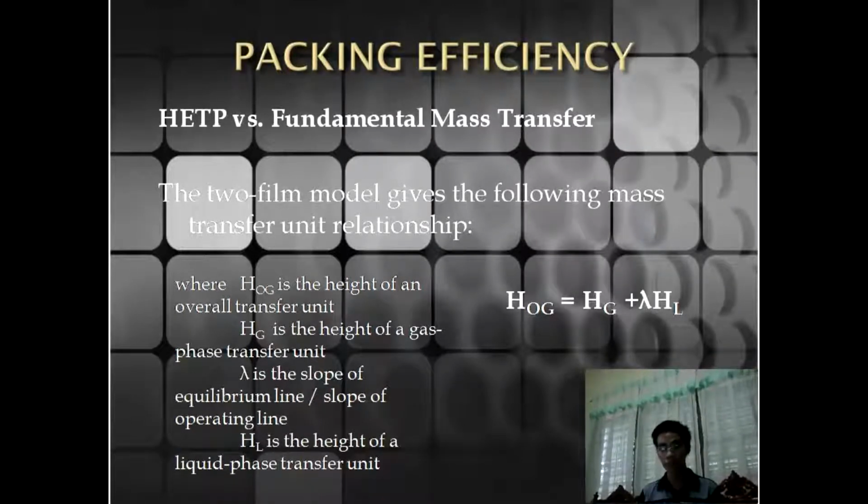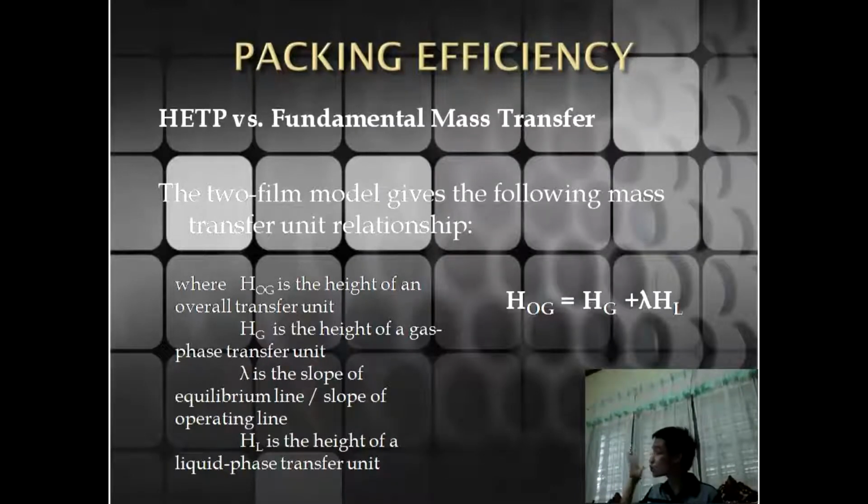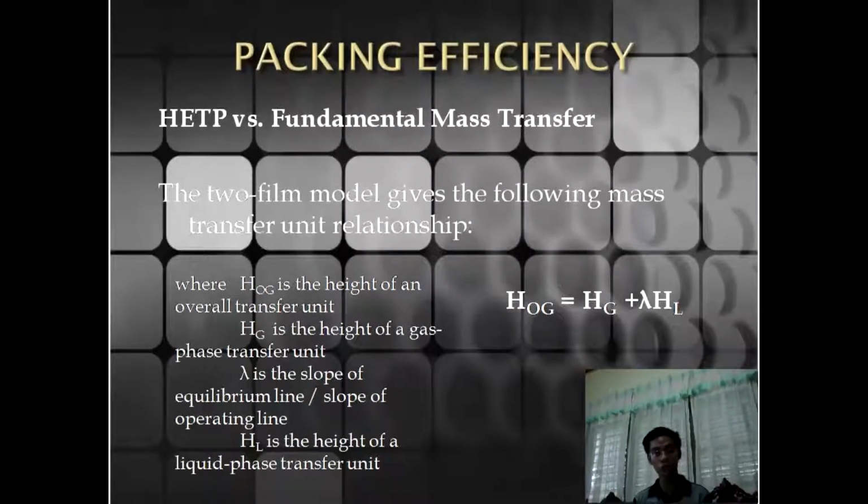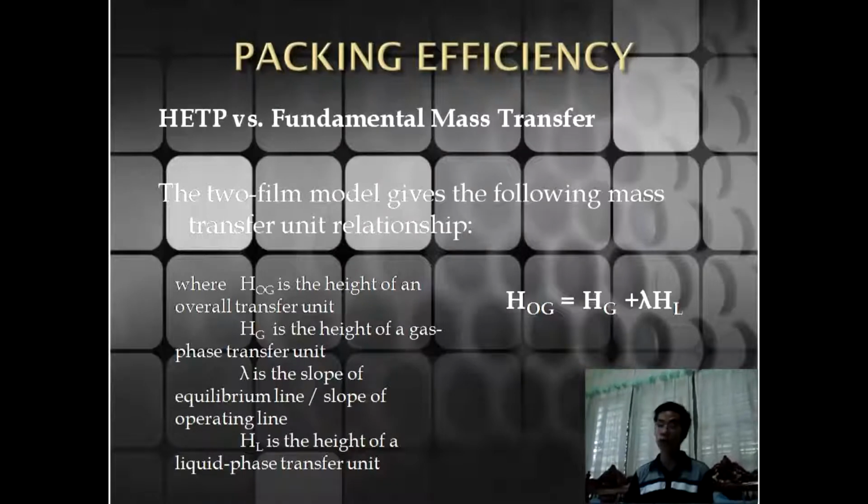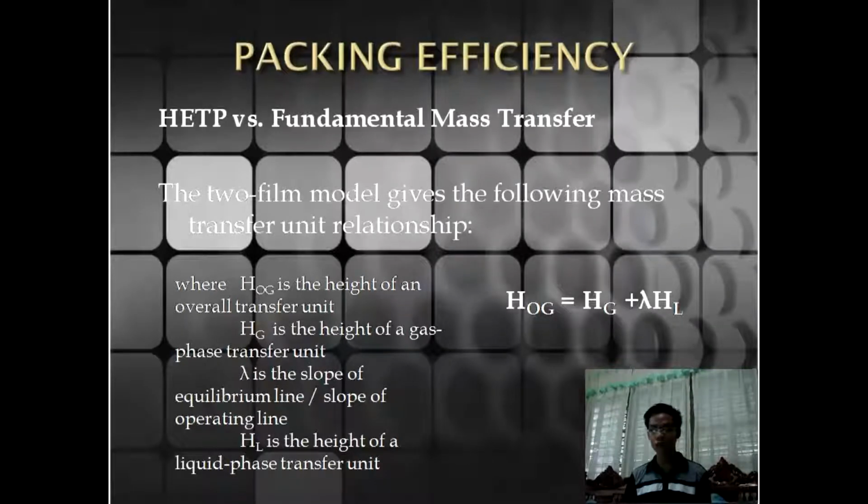It is given by HOG is equal to HG plus lambda HL, where HOG is the height of an overall mass transfer unit, HG is the height of a gas phase transfer unit, lambda is the slope of the equilibrium line over the slope of the operating line, and HL is the height of a liquid phase transfer unit.